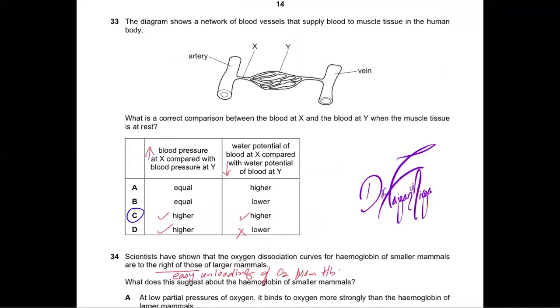33. The diagram shows a network of blood vessels supplying blood to the muscles in the human system. X and Y are the two regions provided to you. What is correct for comparison between the blood at X and the blood at Y? So at X, we know the blood pressure is high. So the answer should be either C or D.